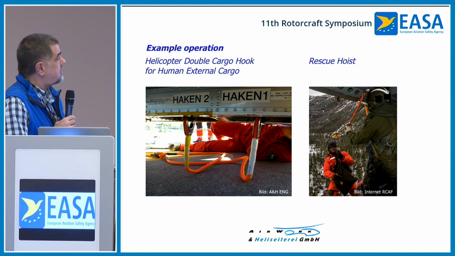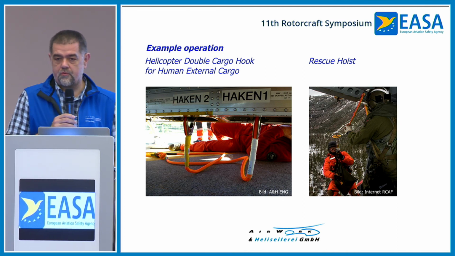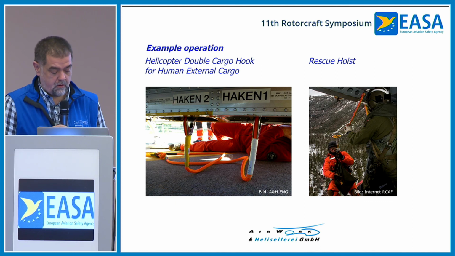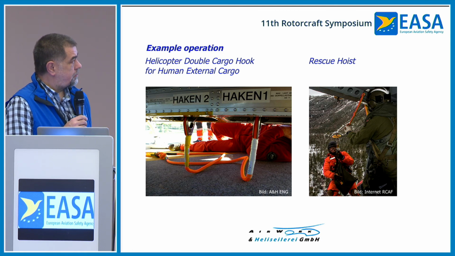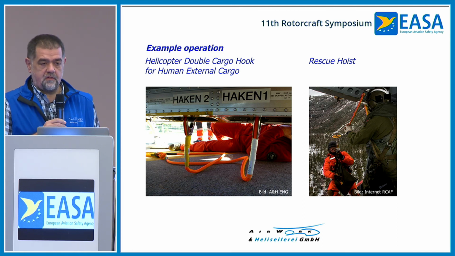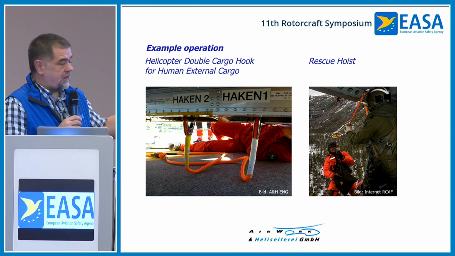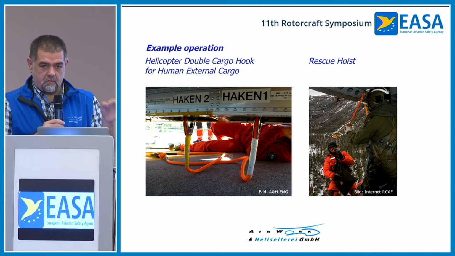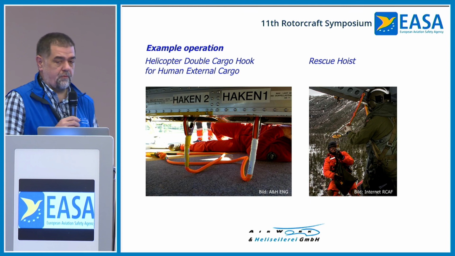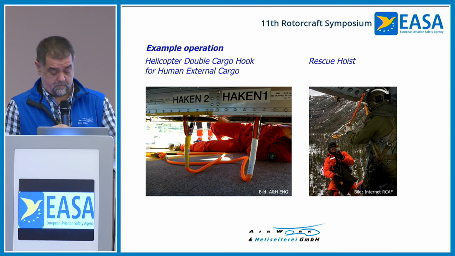Two examples for the operation. The first is the double cargo hook, in this picture from the H135. And the gap between the two hooks is 30 centimeters horizontally, and the gap between the lengths of these two ropes is 170 millimeters. And the free fall from this gap of 170 millimeters was our point of interest.